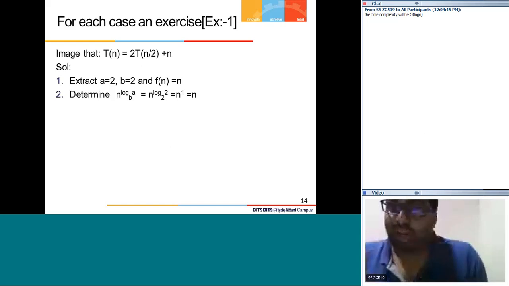There is a very important question: how do I know that T of n is equal to 2T of n by 2 plus n? It's always a given statement. Someone says the function is in this format.